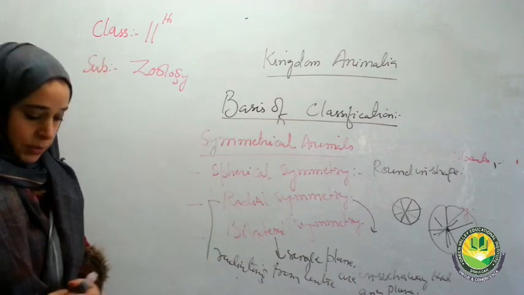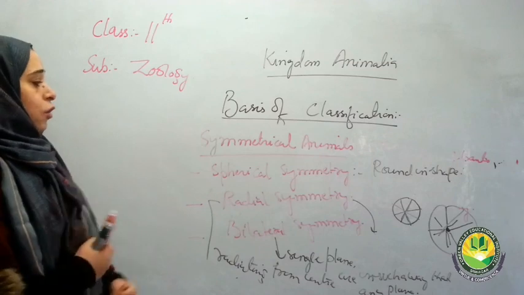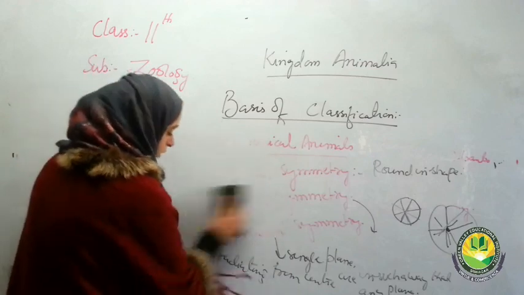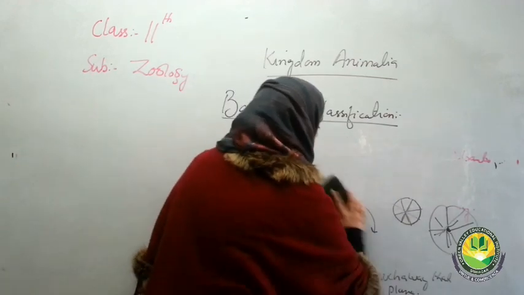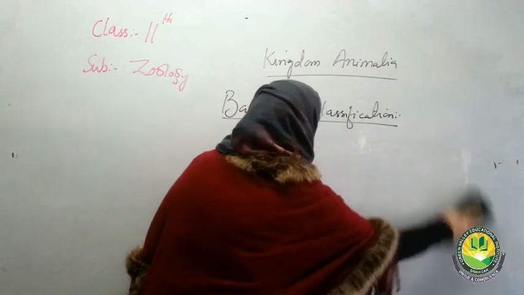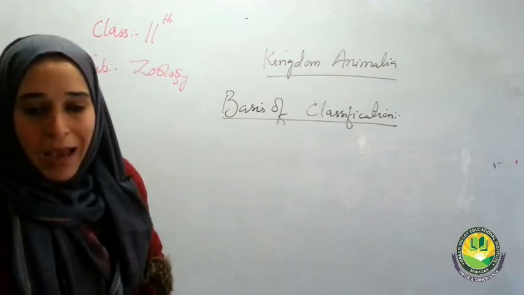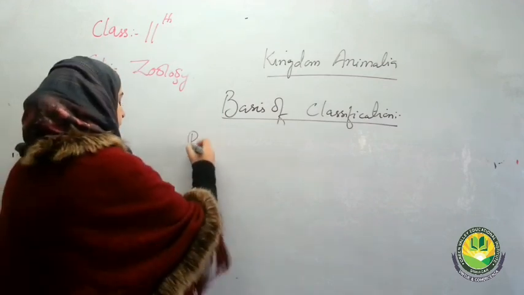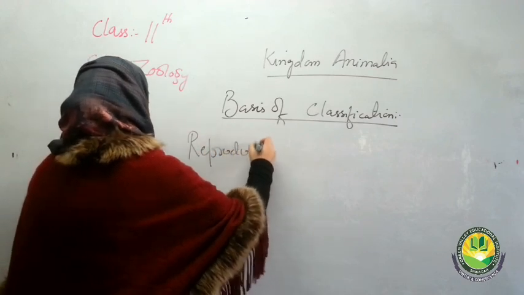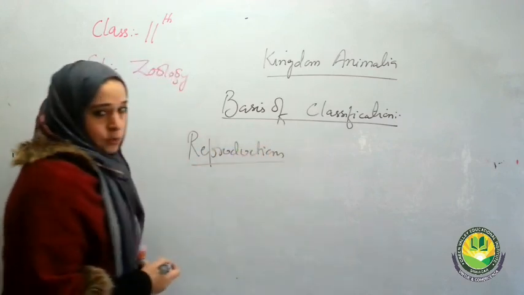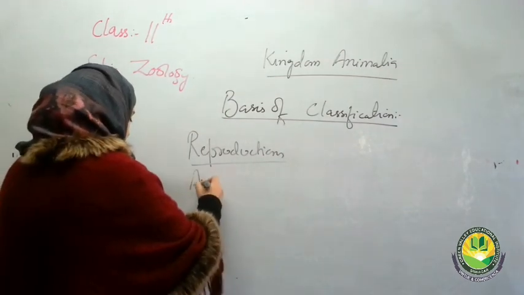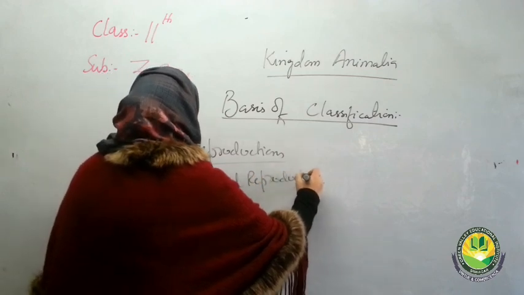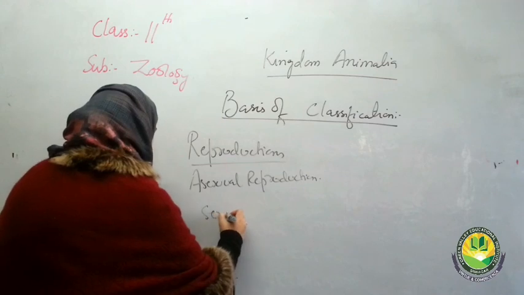bilateral symmetry. Now, dear students, the process of reproduction is also involved in the classification of animals. When we talk about reproduction, it's a process by which organisms are able to continue their generations. Organisms have adapted two important methods for their continuation: asexual reproduction and sexual reproduction.